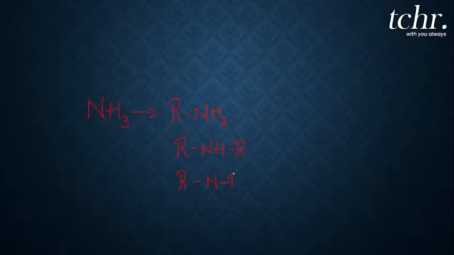So these are primary, secondary or tertiary amines. Amines are nothing but derivatives of ammonia. This is what we discussed in the last session. And also, not only alkyl amines, you can replace the hydrogen atoms with aromatic compounds, that is, aryl groups, and we get aromatic amines. Is it clear, my dear students?